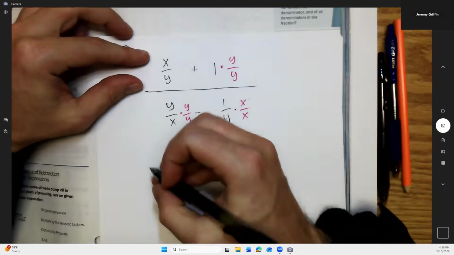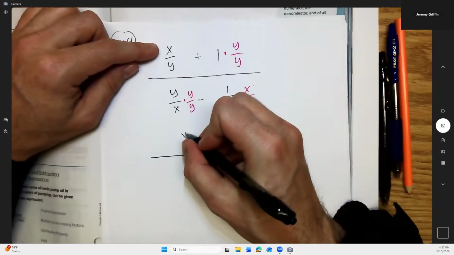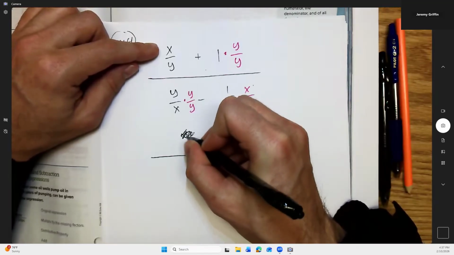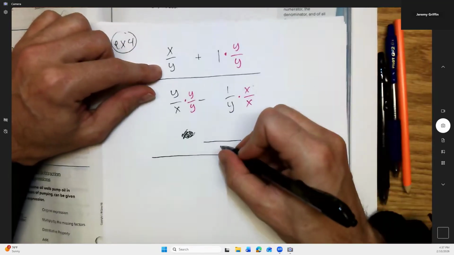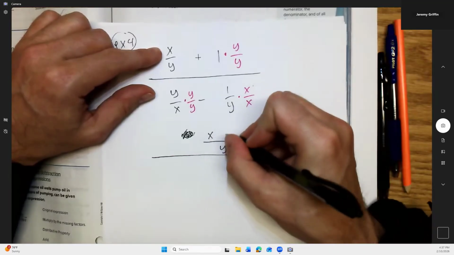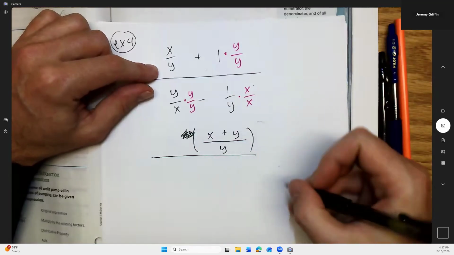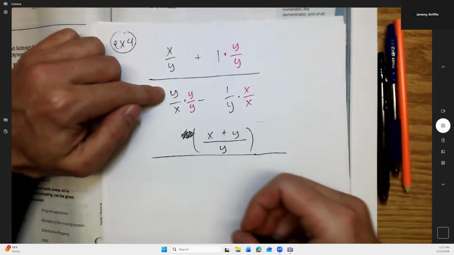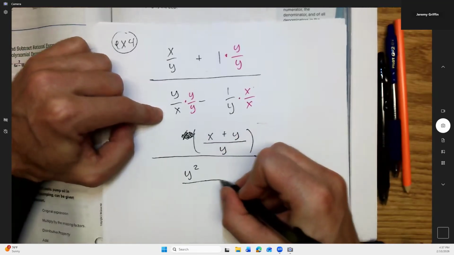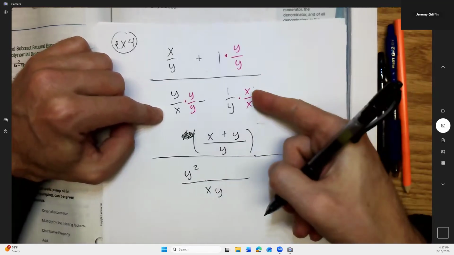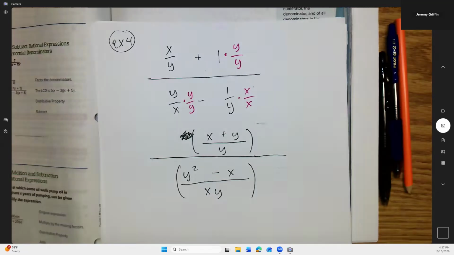Okay, so one step at a time here. So I got a big old fraction. On top, I got, sorry, that's not true. There's a common denominator y. And up here I had x plus y. That's what I had. Sorry, there you go. So it's x plus y all divided by y. Then down here, I've got y squared over xy. And then this is x over xy. And I'm subtracting. So I'll go like that. Okay. So at some point it's going to clean up and look like that.